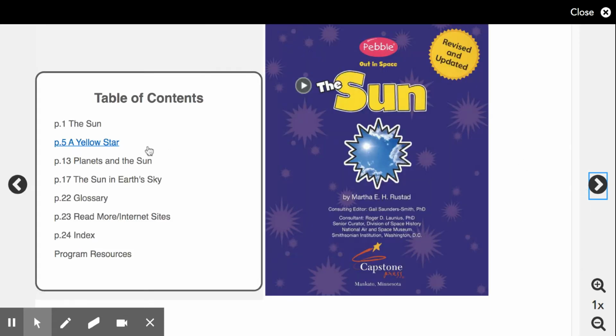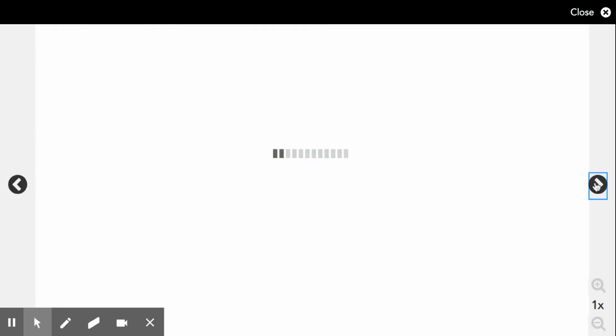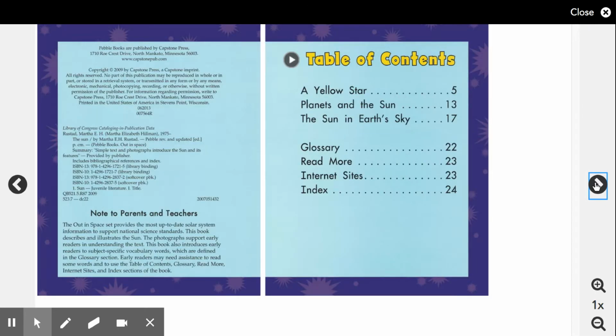The sun. Moving along. Table of contents. A yellow star. Planets and the sun. The sun in Earth's sky. Glossary. Read more. Internet sites. Index.